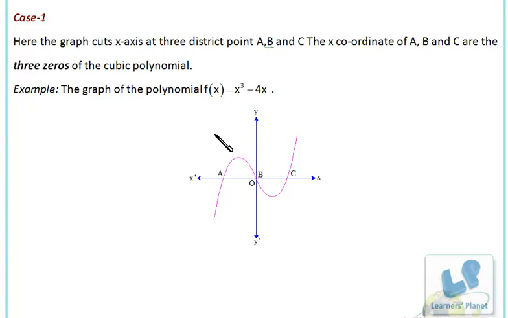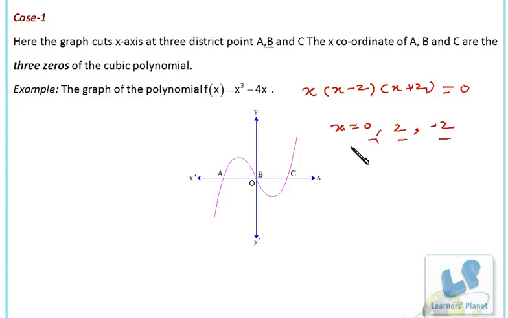Suppose we have this polynomial x cube minus 4x, right? If I factorize it, what will I be getting? x times x minus 2 times x plus 2, right? So if I have to find out the zeros of this polynomial, I can equate it to 0. So x is equal to 0, 2 and minus 2. So these are the three zeros of this polynomial, right?